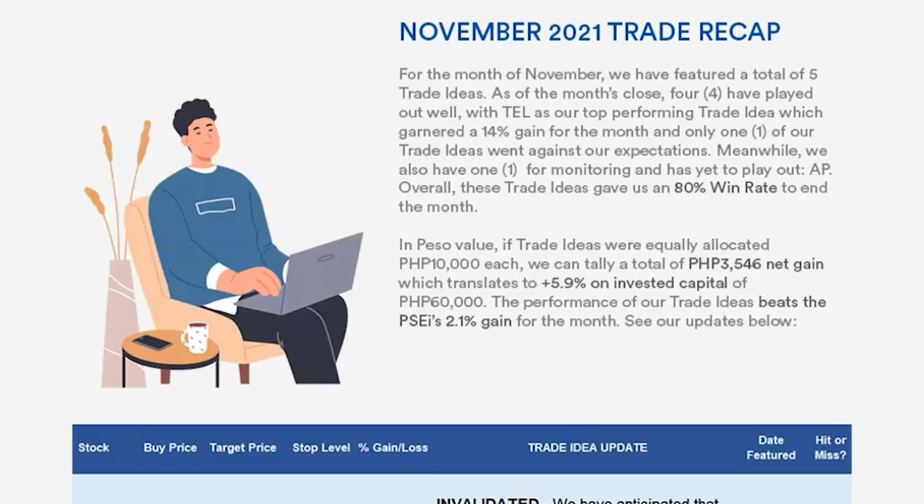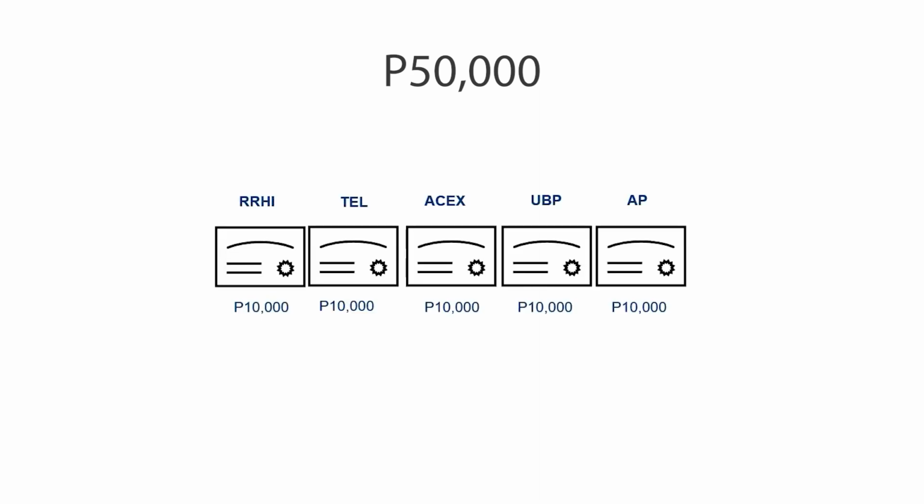Next, we have a section that actually shows you how much you would have earned if you had invested in our trade ideas. Now it's based on having an equally weighted portfolio of our ideas. So for example, because there were 5 trade ideas last month, what you would have done is equally weighted a portfolio of those 5 ideas. So if you had 50,000 pesos that you were investing and you wanted to equally allocate that 50,000 pesos into 5 different stocks, you would end up purchasing 10,000 pesos worth of each of those stocks.